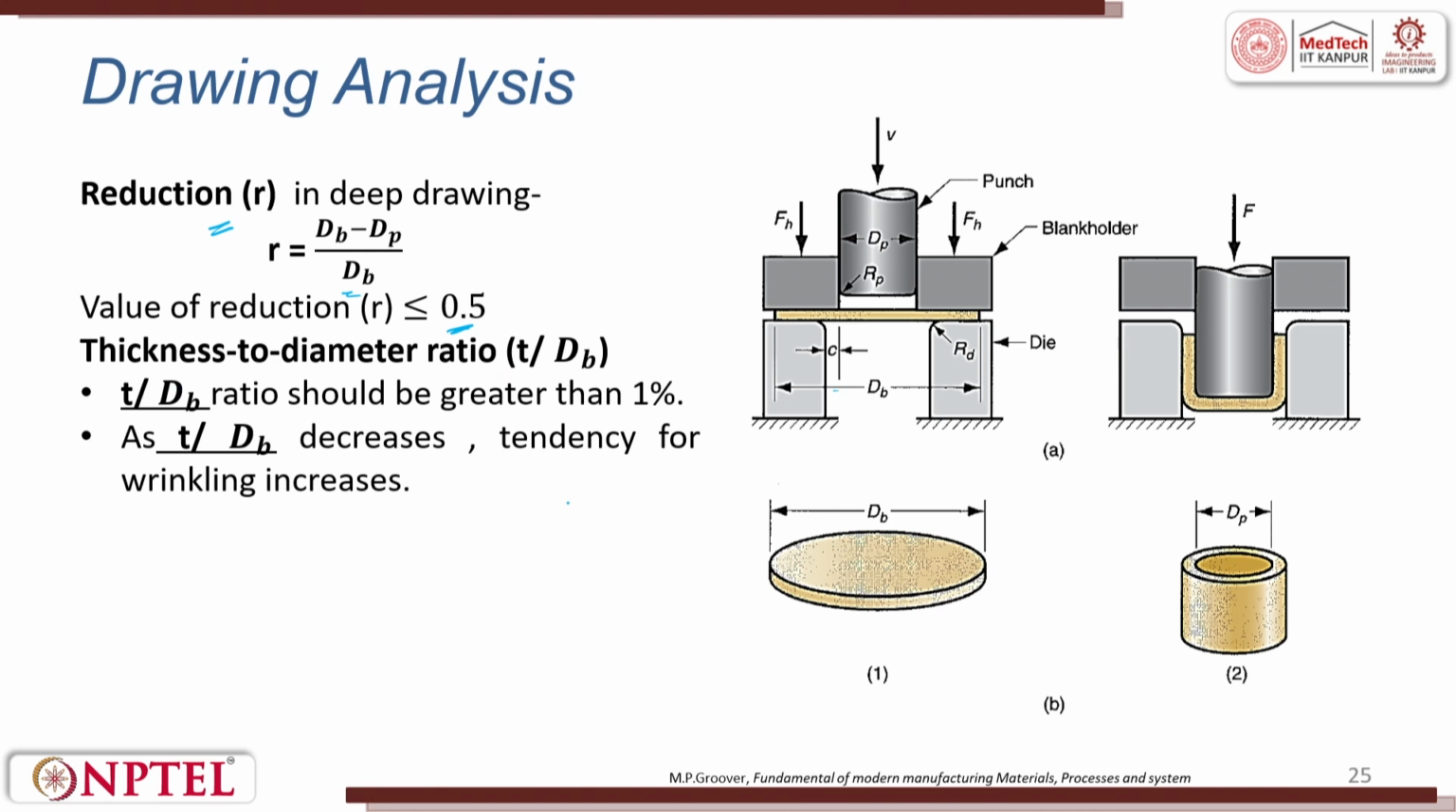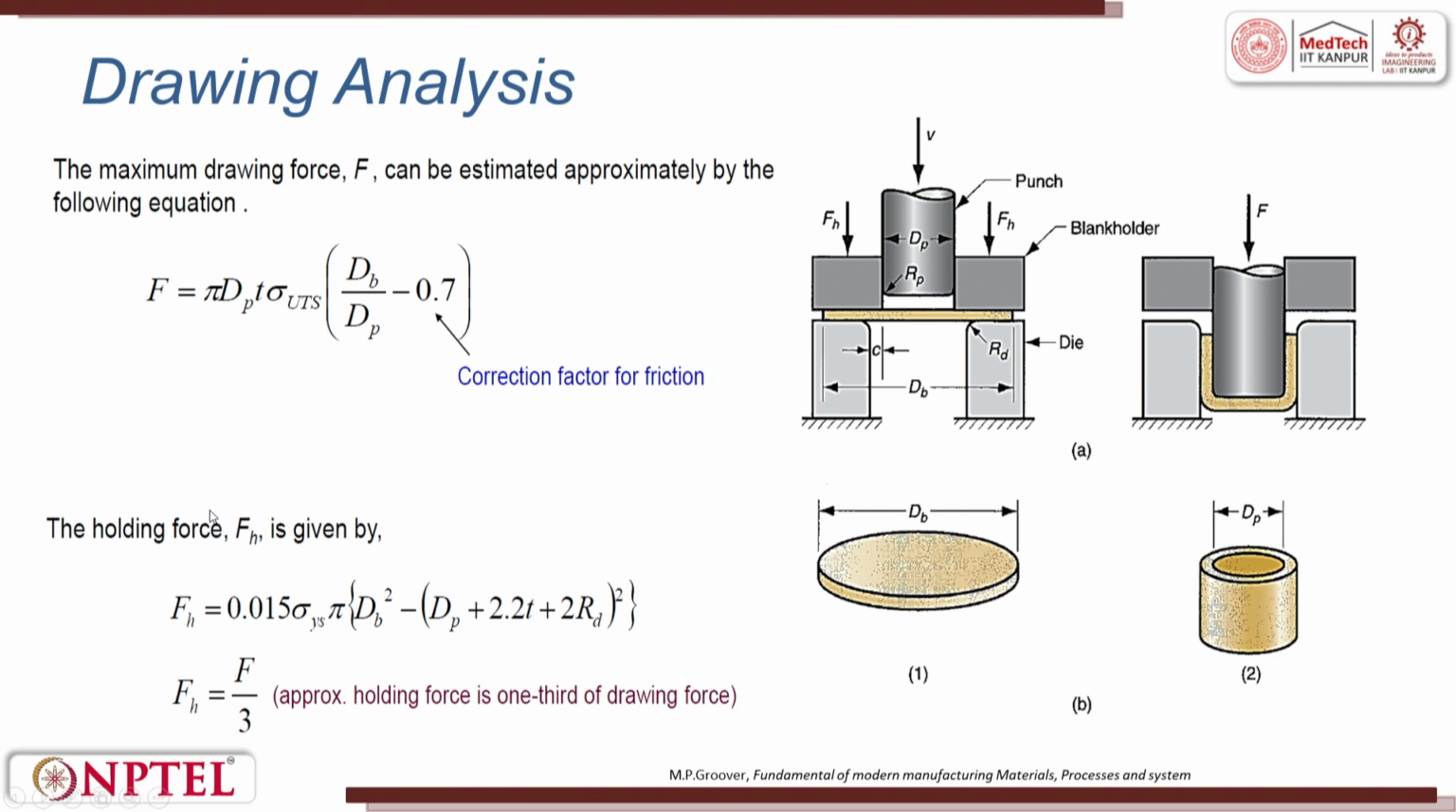The thickness to diameter ratio of the blank is T by dB, where T is the thickness. This ratio should always be greater than 1%; if it is less, then the tendency of wrinkling happens. Wrinkling is a defect. We will see wrinkling as we move forward. So, the drawing analysis: F is nothing but pi times the diameter of the punch, times the thickness of the sheet, times the ultimate tensile strength, multiplied by a correction factor, the diameter of the blank divided by the diameter of the punch minus 0.7.